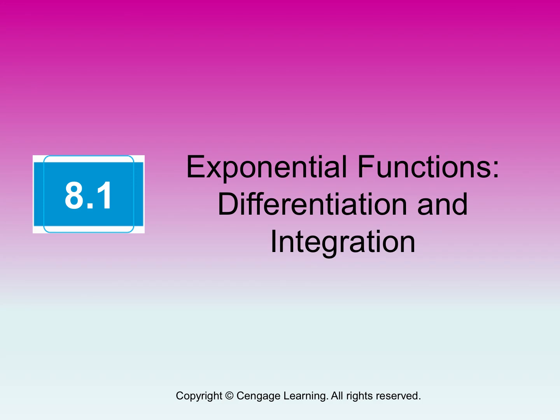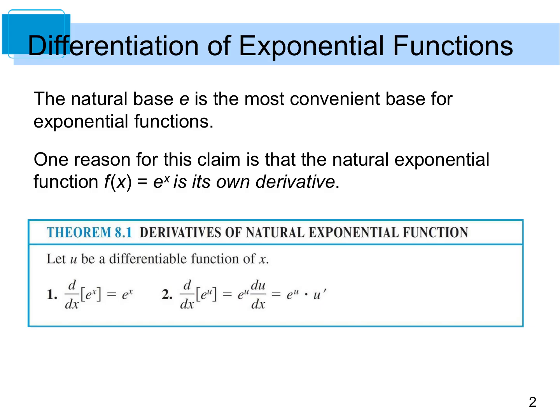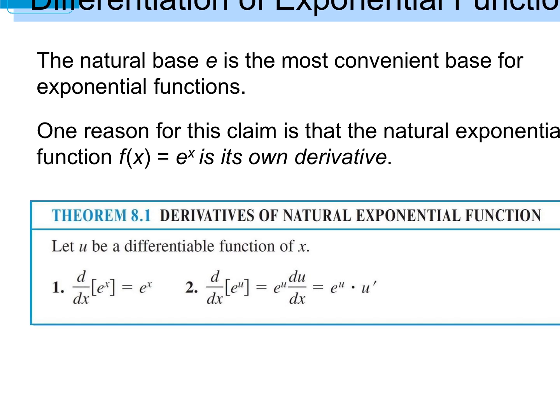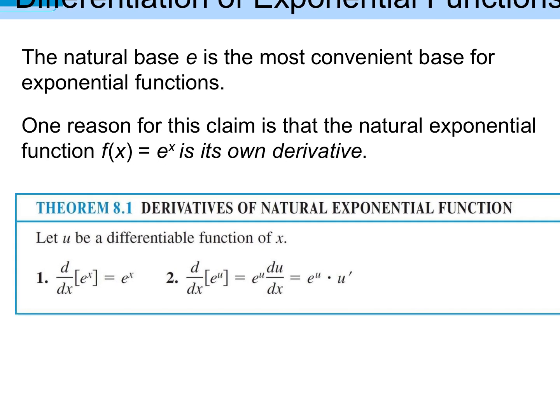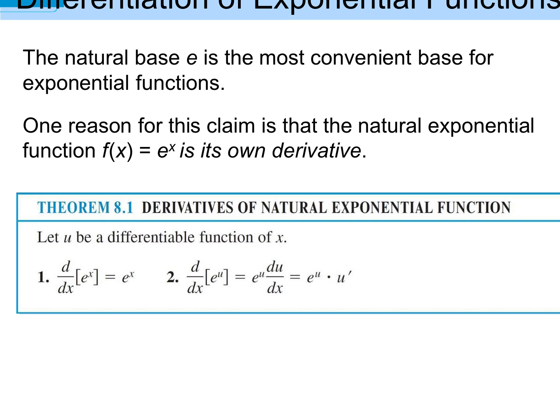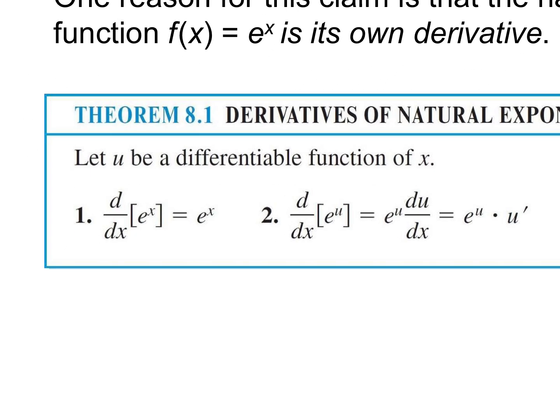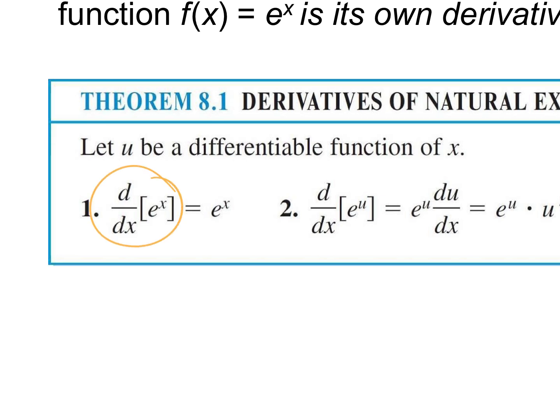In the first half, we're going to be taking the derivative of exponential functions. So it says here, the natural base e is the most convenient base for exponential functions. One reason for this claim is that the natural exponent function e to the power of x is its own derivative. So if I were to take the derivative of e to the power of x, that gives us e to the power of x.